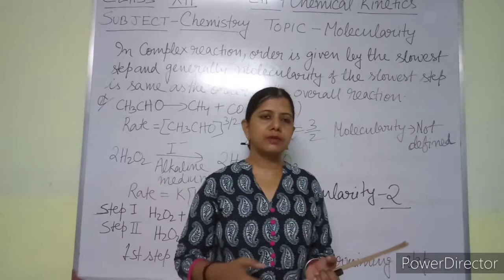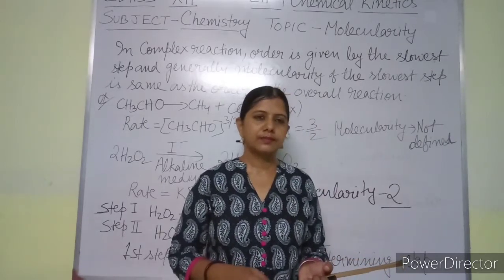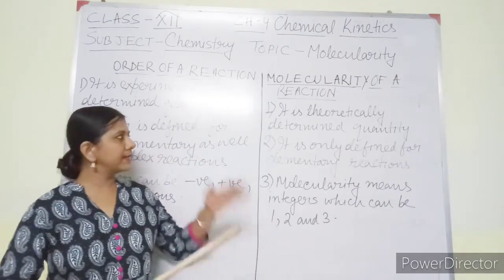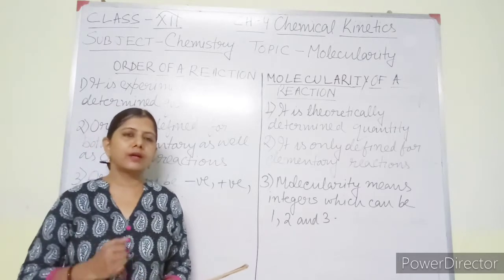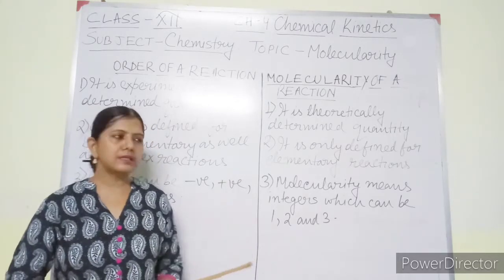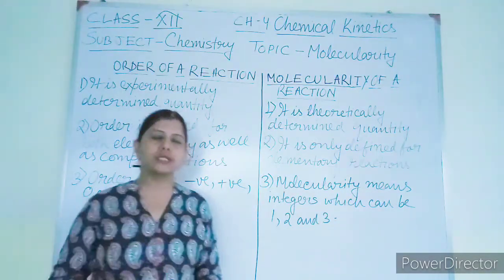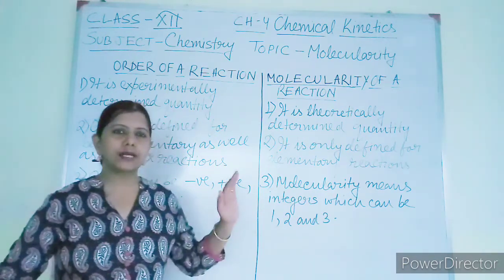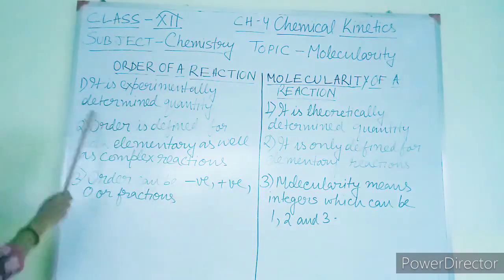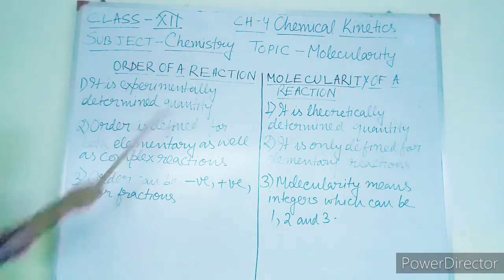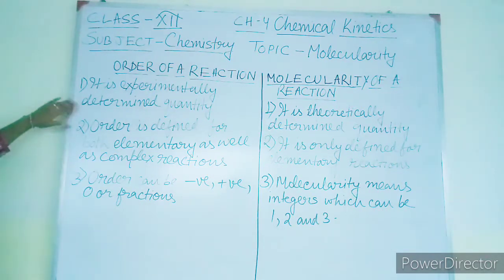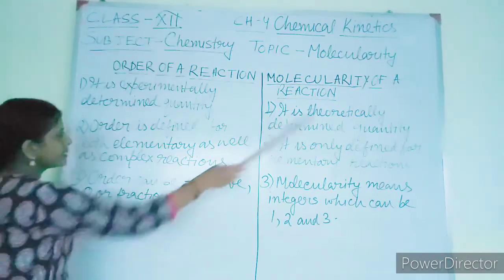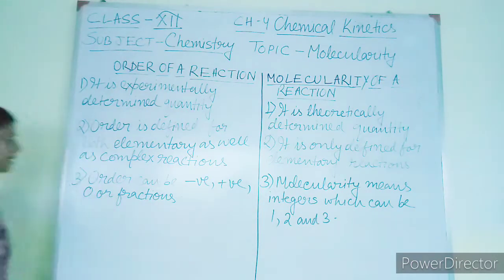I hope I am able to explain. Now I am going to discuss the differences between molecularity and order of a reaction. There are 3 points you can go through. Number 1, order is an experimentally determined quantity. Order of a reaction is experimentally determined. On the other hand, molecularity is a theoretically determined quantity.